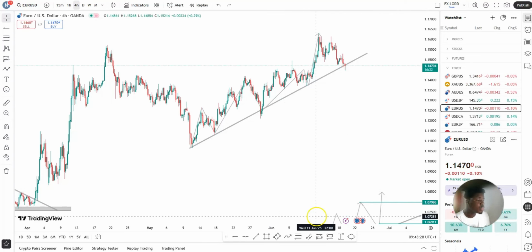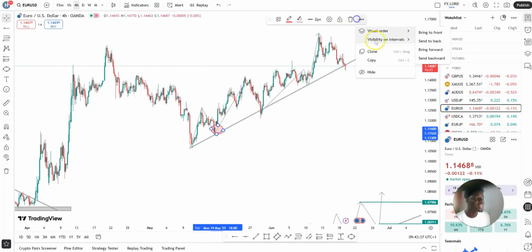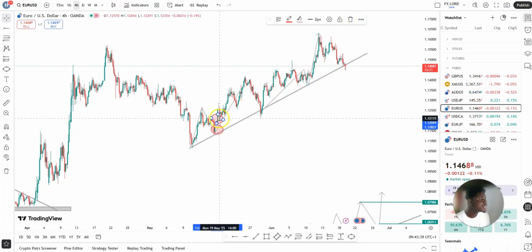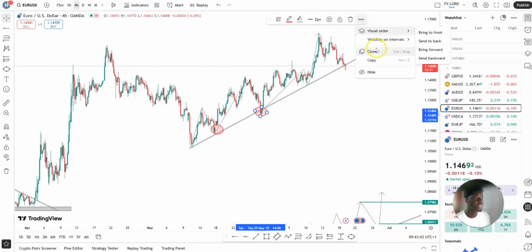So what you want to do is wait. Every time the market comes into this trend line, you want to be ready for a buy. You can see how many touches we have at this trend line. This is the second, this is the third touch.